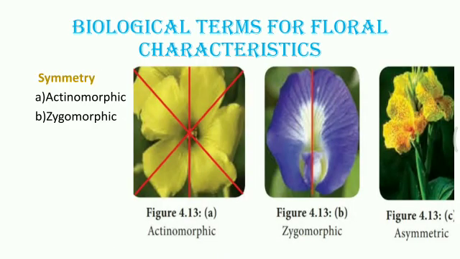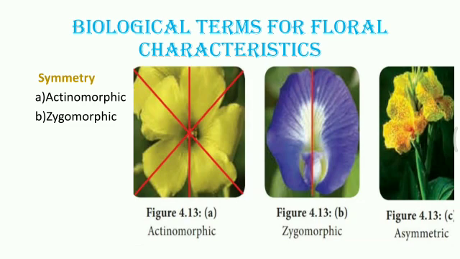Now, what is the meaning of symmetry, which we already have little idea about? First thing is the actinomorphic type of symmetry. This is also known as radial symmetry, where from the center you are able to cut the flower into several parts. Here we have three planes by which we can cut them. That's why actinomorphic flowers are quite common, and most of the pentamerous flowers show this actinomorphic type of floral characteristics. For example, hibiscus and several other flowers which have five petals.